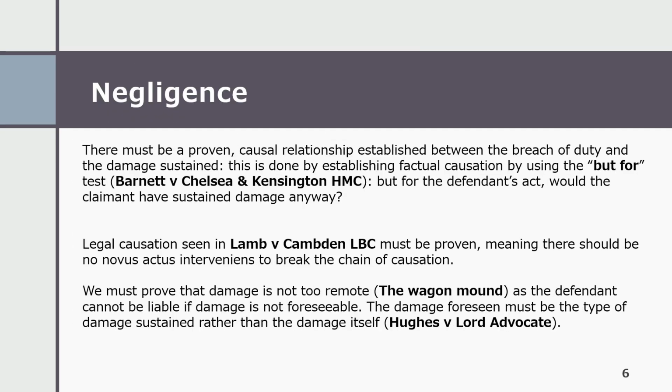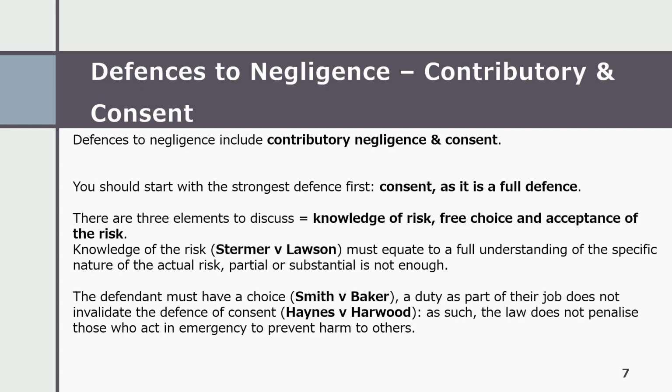Here we go. So we must prove that damage is not too remote, the wagon mount, as the defendant cannot be liable if damage is not foreseeable. The damage foreseen must be the type of damage sustained rather than the damage itself. That's Hughes v Lord Advocate.